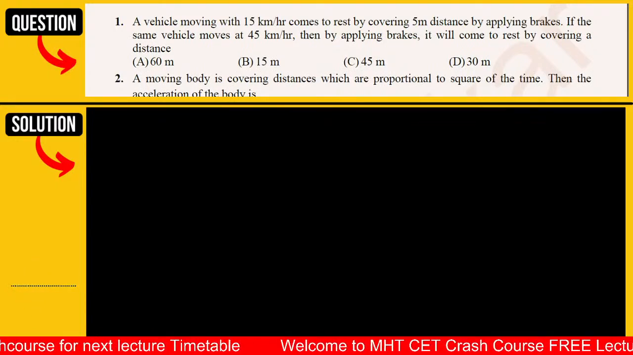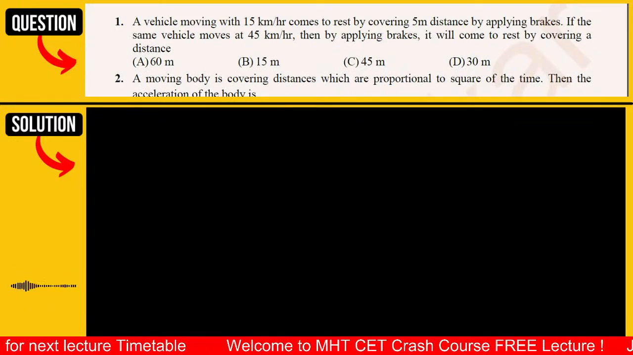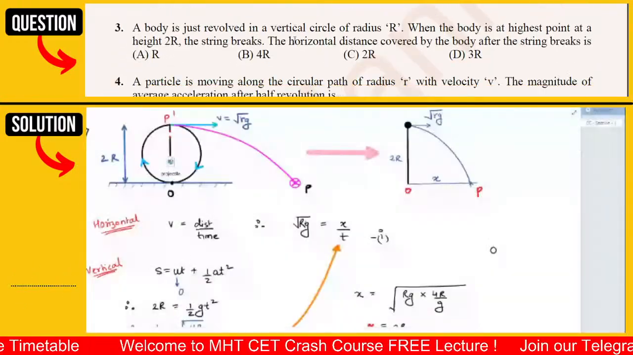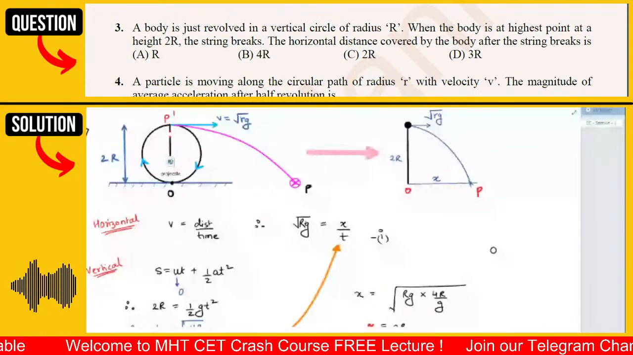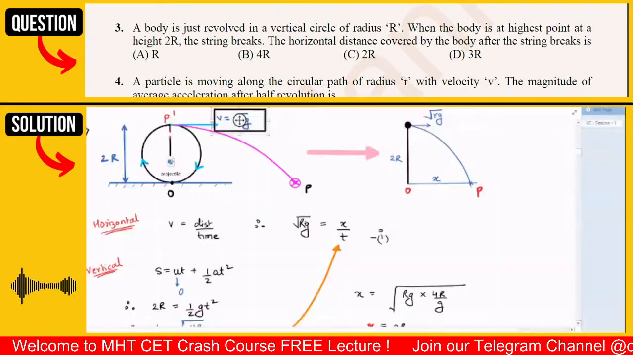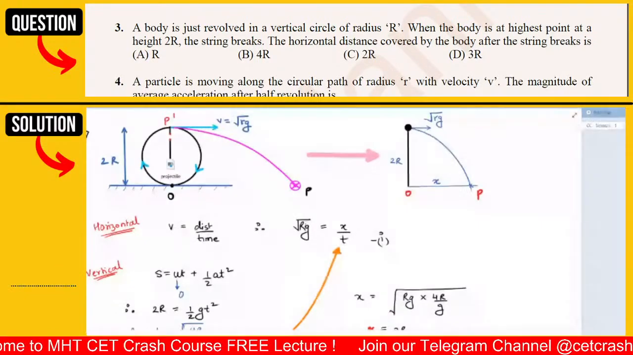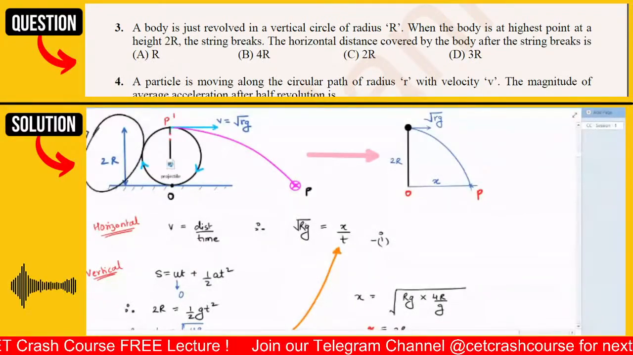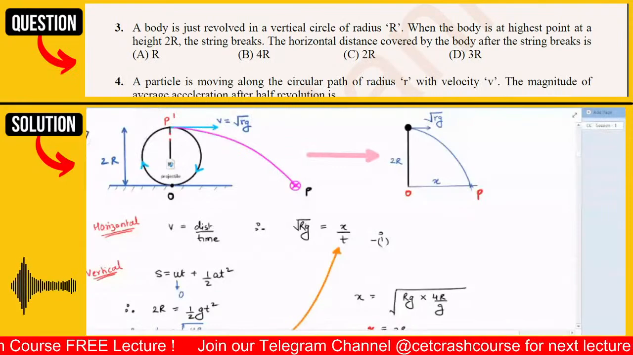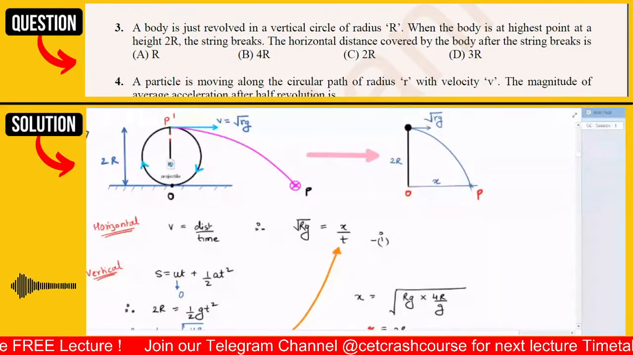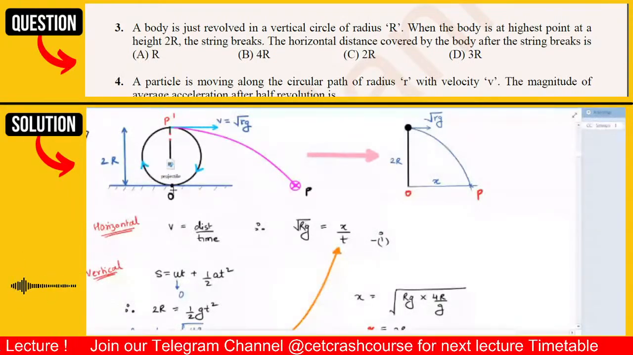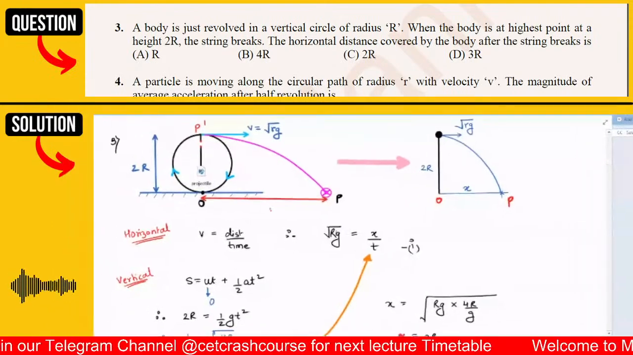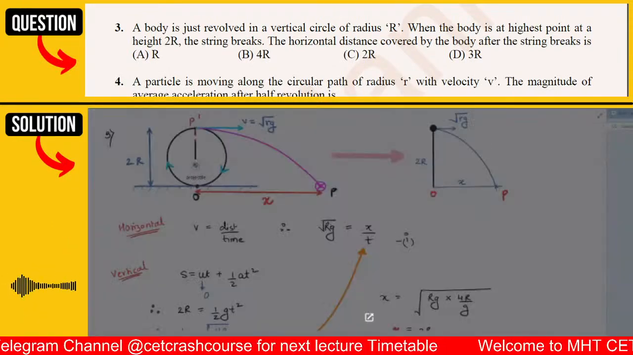Now I'm going to show you all how the solution works. So look at the solution beta. At the highest point in a vertical circle, I hope you remember that the velocity is root rg. After that, the vertical height is 2r given to us. And we have to find this distance from O to P. Students, can I say the distance from O to P can be considered as x, yes or no? So we have to calculate the value of x.